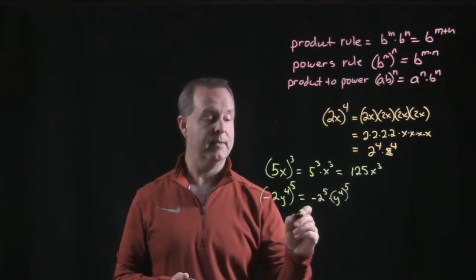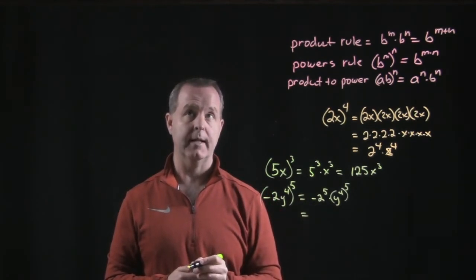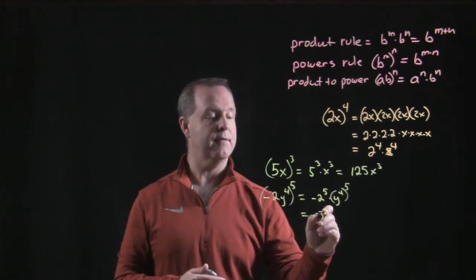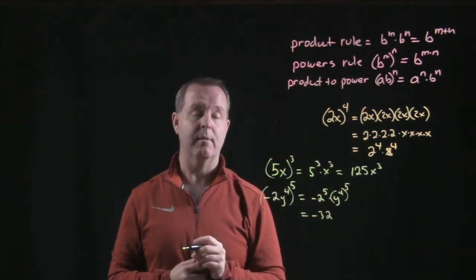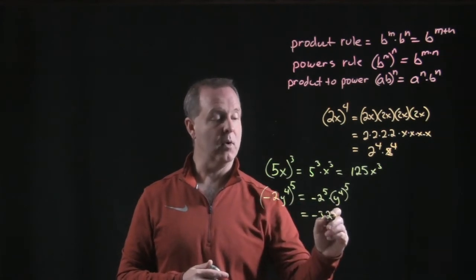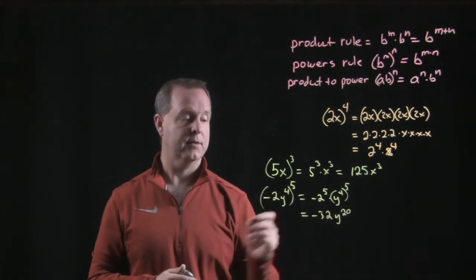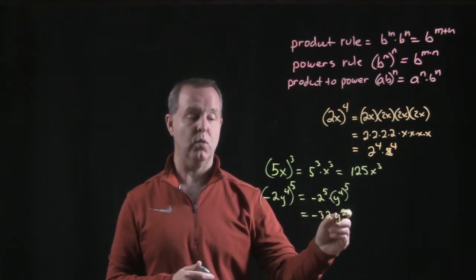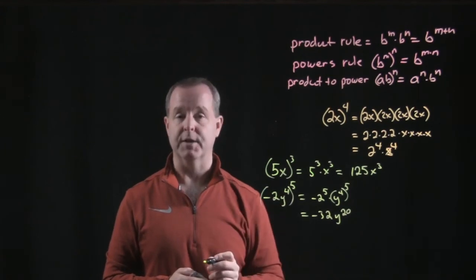Let's clean that up. Negative 2 to the fifth: 2, 4, 8, 16, 32, is negative 32. And then y to the fourth to the fifth, I need to go back and remember my powers rule, which means I can multiply those exponents, and it's y to the 20th. So negative 32 y to the 20th is the simplification of this original expression that we showed.